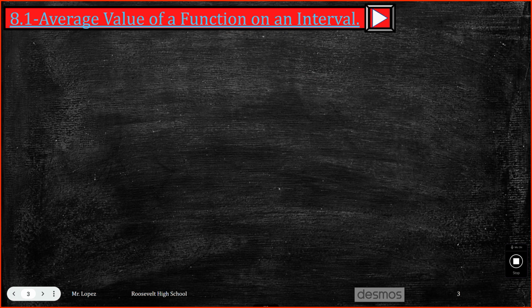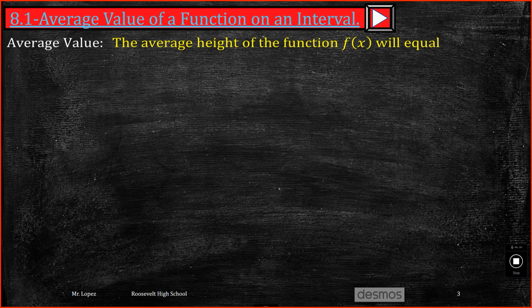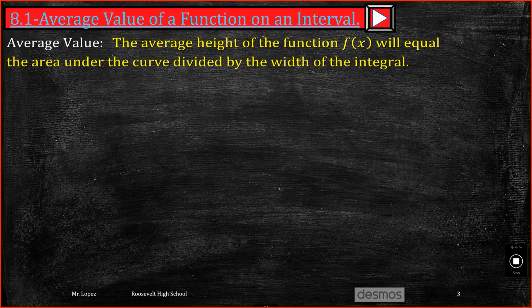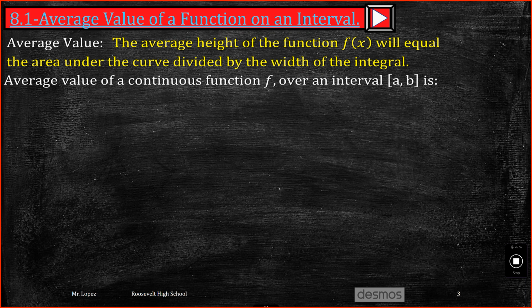Everybody, look. What is the definition? The average value of a function on an interval. Average value is the average height of the function f, equal to the area under the curve divided by the width of the interval. Average value of a continuous function f over the interval [a, b].